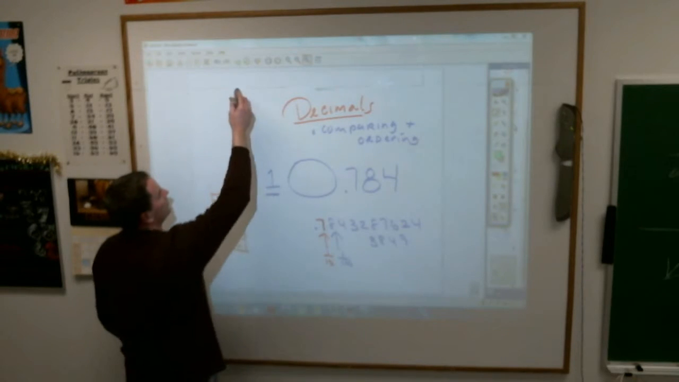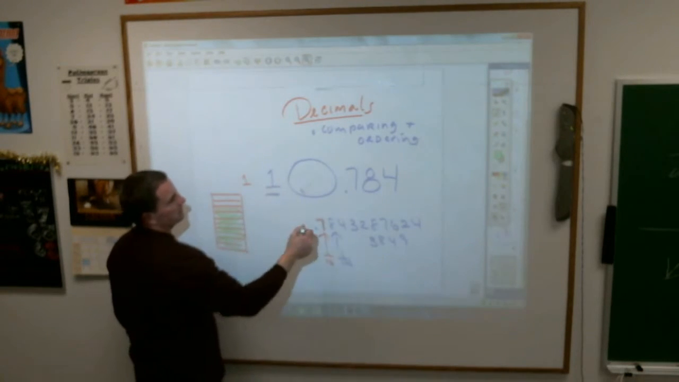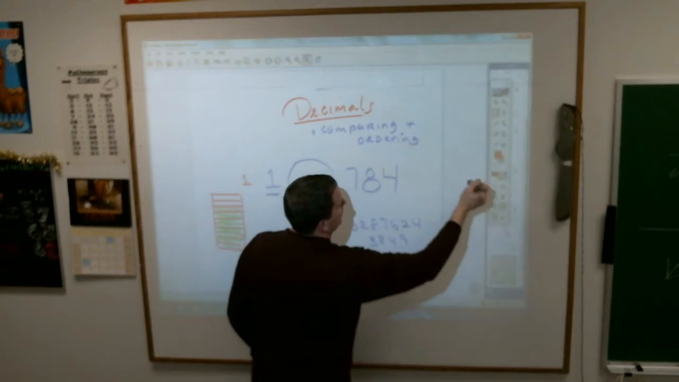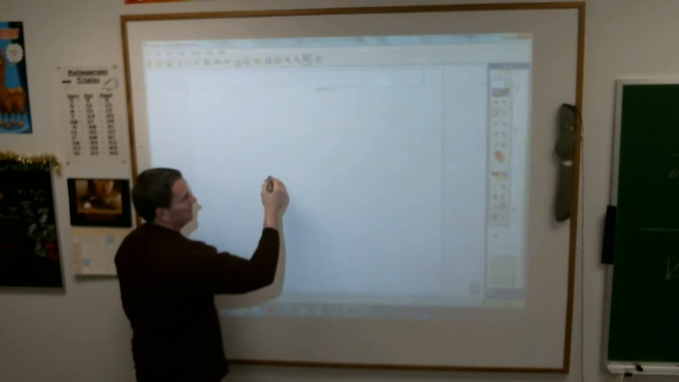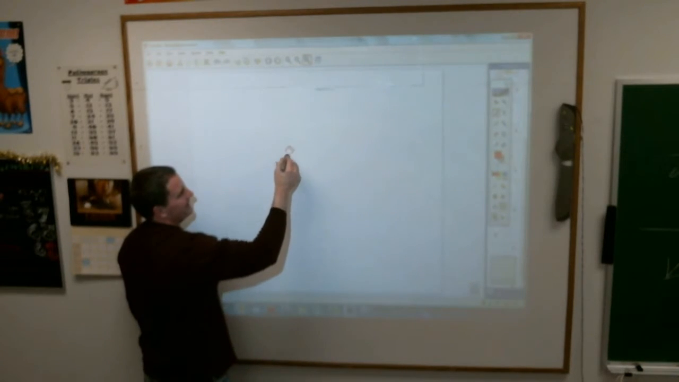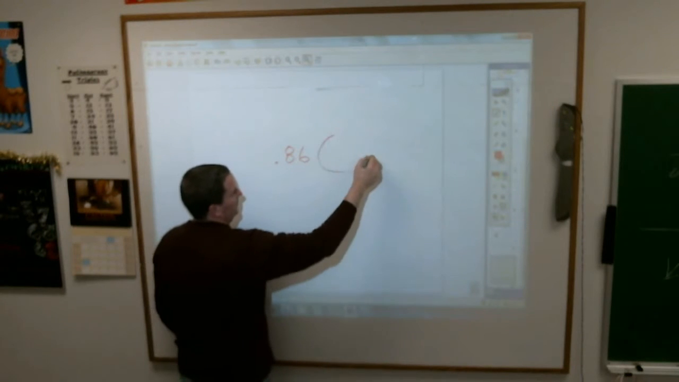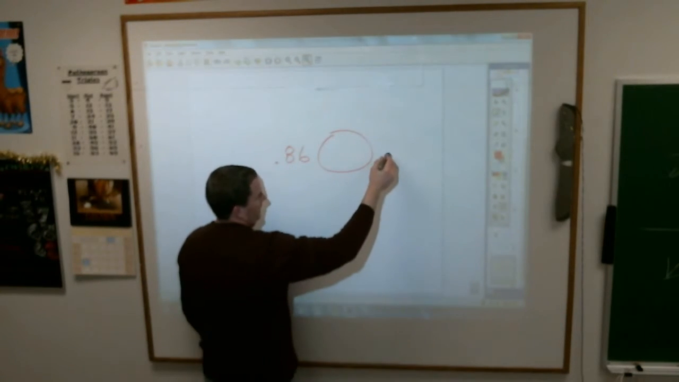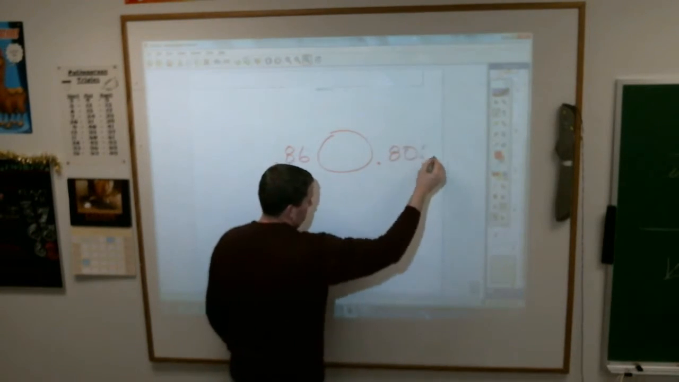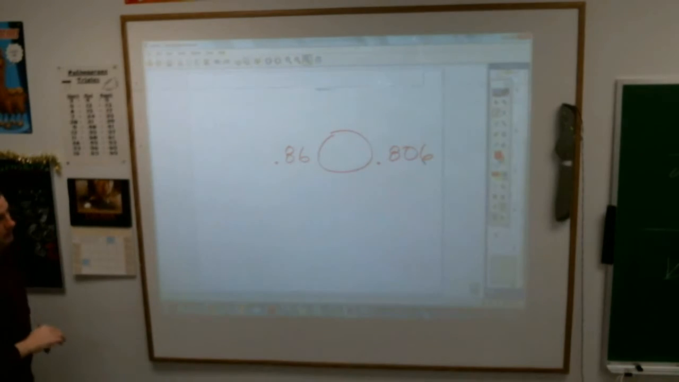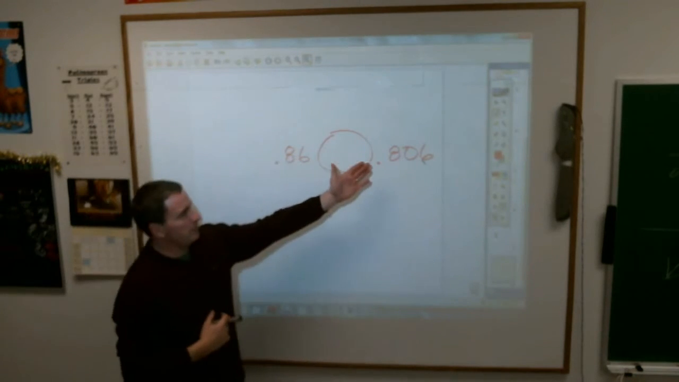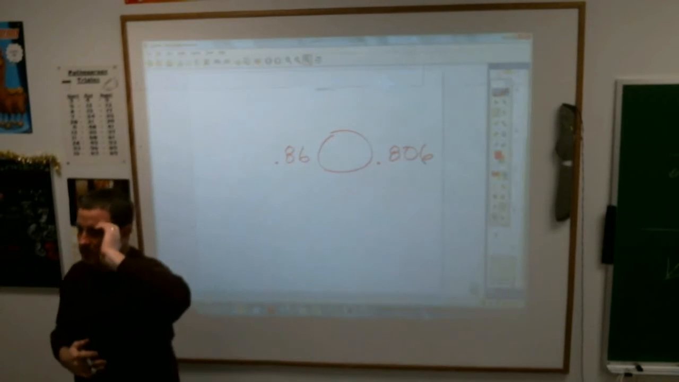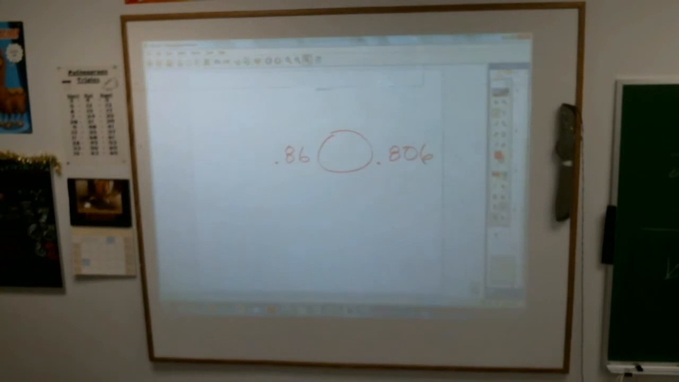Now, what about normal? What about when we have just a decimal like this, 0.86, and I'm comparing that to 0.806? If you're saying it out, it's 860 thousandths or 806 thousandths. That's the way you'd say it normally. Which one of those is bigger?